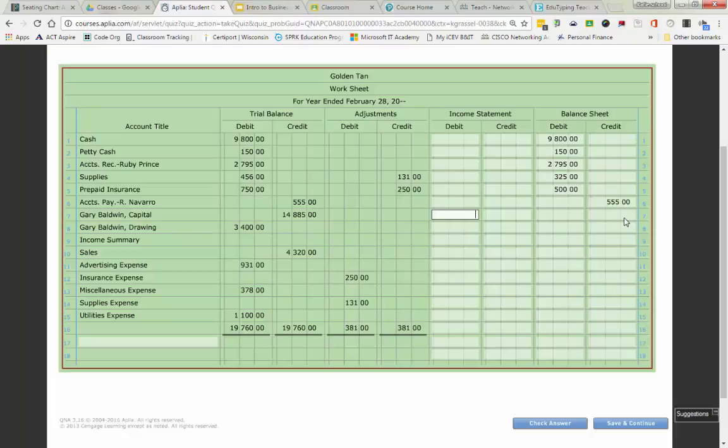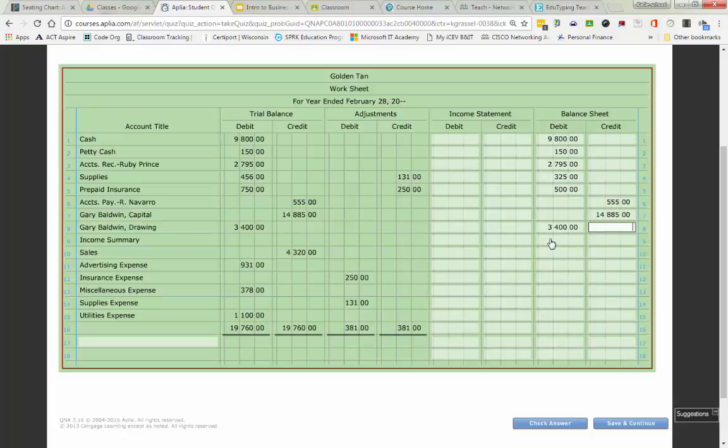Gary Baldwin Capital has a credit balance of $14,885. There is nothing in the adjustment column. Gary Baldwin Capital is an owner's equity account, so it goes on our balance sheet as a credit for $14,885. And again, there's nothing in my adjustment column, so that amount goes there. Gary Baldwin Drawing. Drawing is a contra account to our owner's equity. It goes on our balance sheet. You will notice that Gary Baldwin Drawing has a debit balance of $3,400. There's nothing in the adjustments, so I'm going to put $3,400 on my balance sheet as a debit.